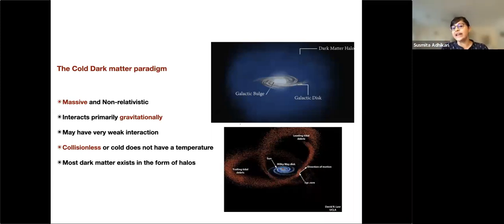And most of the dark matter that we know actually exists in the form of dark matter halos, which are these bound, nearly spherical structures which surround our galaxies and overwhelmingly dominate the total mass budget of the region of a galaxy.